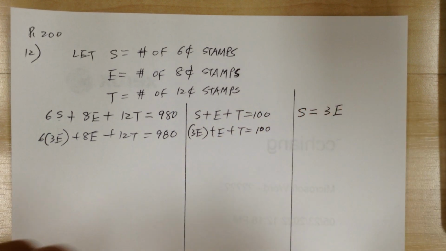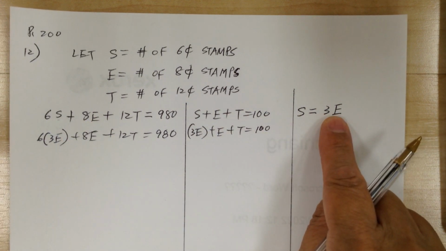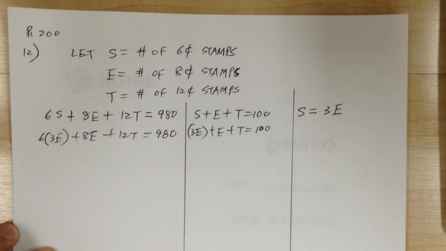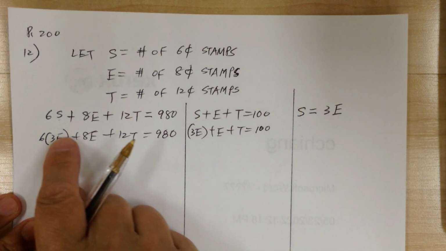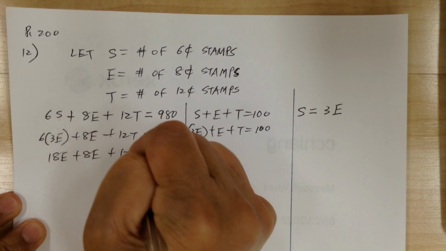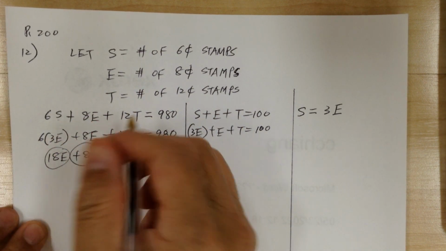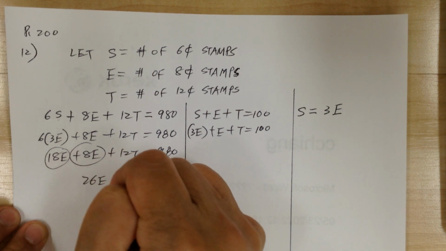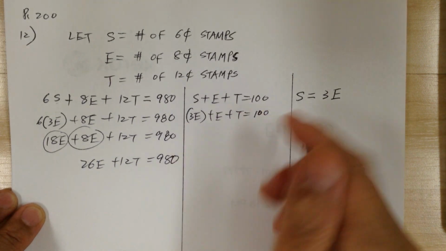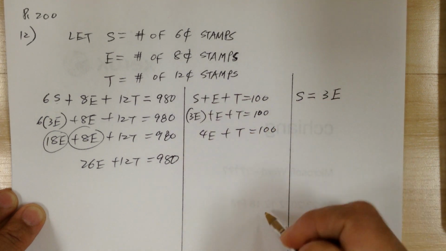So again, you have to recognize what kind of equations each one of these is. These are for elimination, and this is for substitution. So you substitute this into here, this into here, and this into here. Then you do elimination for these two. Okay, so let's work it out. You get 18E plus 8E plus 12T equals 980. Combine the like terms. So you get 26E plus 12T equals 980. Then this one over here, I'm going to combine together. So you get 4E plus T equals 100.